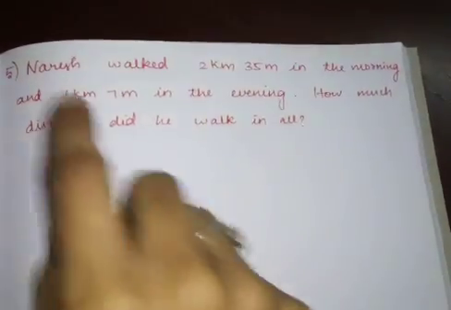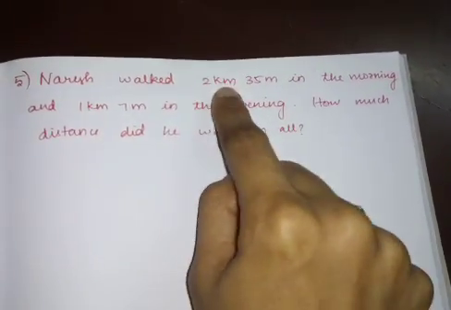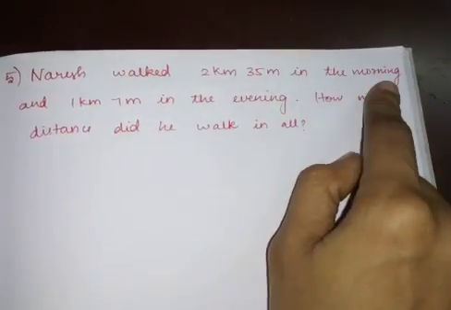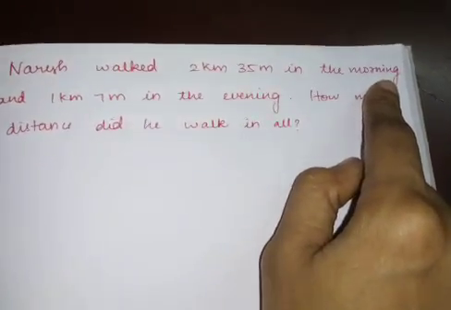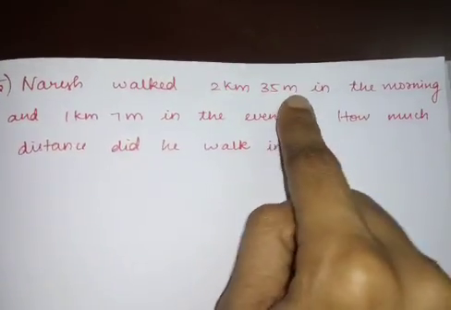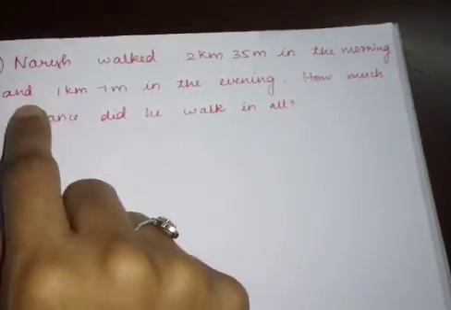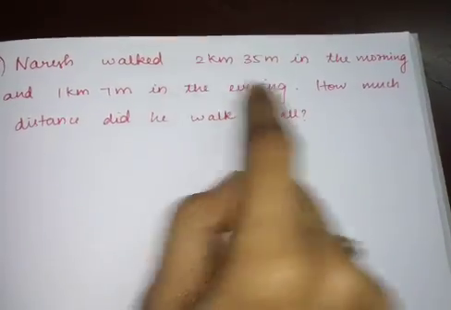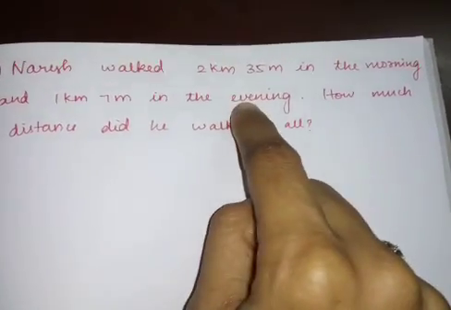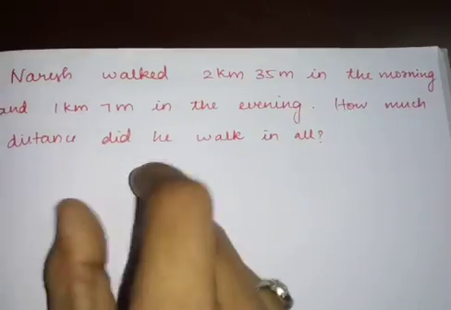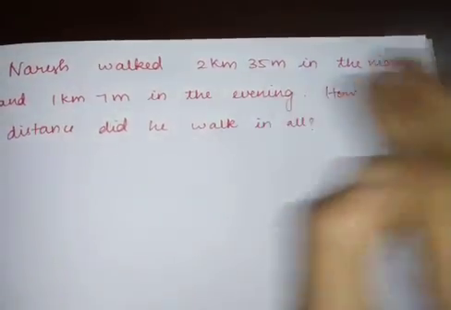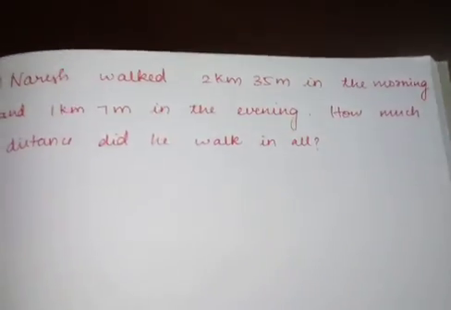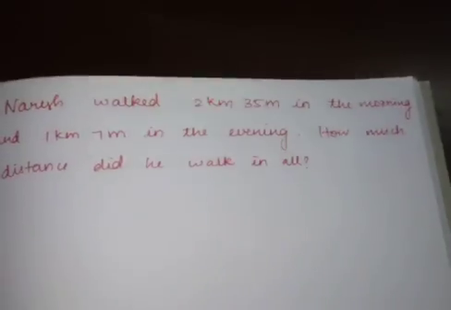Naresh walked 2 kilometer 35 meter in the morning, and 1 kilometer 7 meter in the evening. In the evening this much distance he walked. How much distance did he walk in all? What is the total distance that he walked in the whole day? That we have to find.